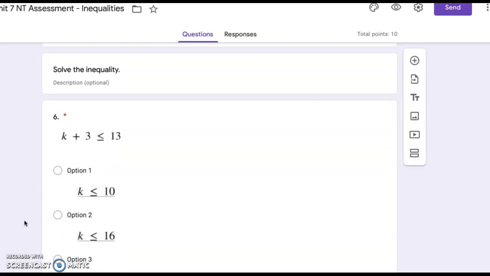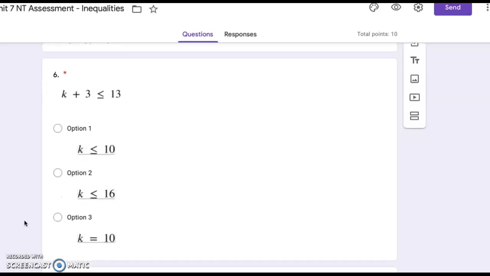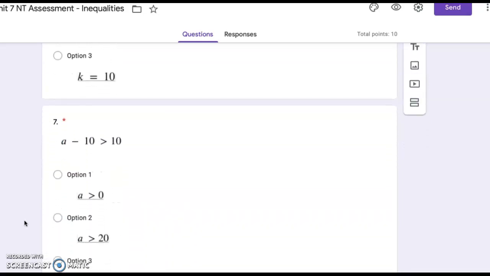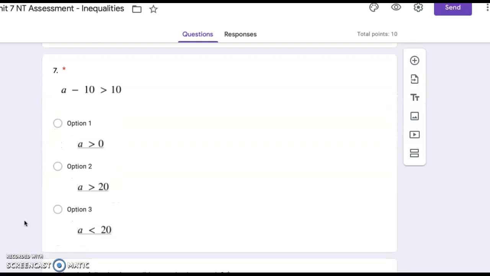Solve the inequality. Number 6. K plus 3 is less than or equal to 13. You're getting the K by itself. Number 7. A minus 10 is greater than 10. Remember, you're getting A by itself.